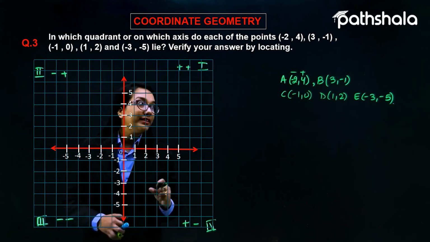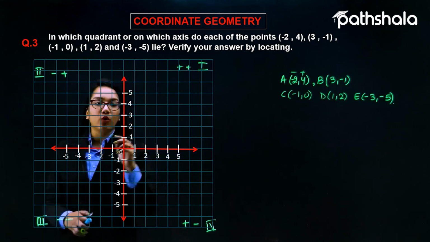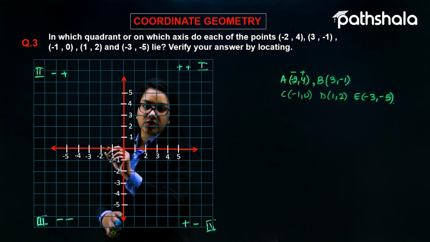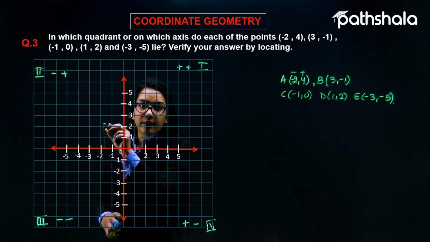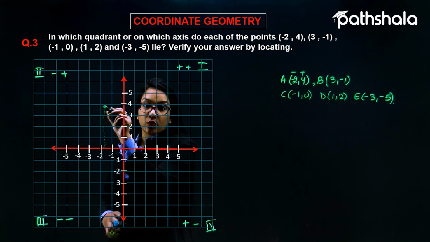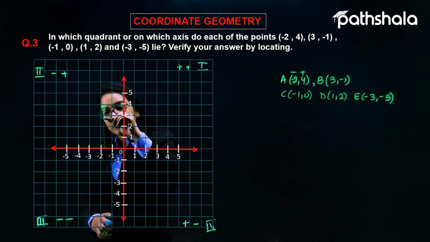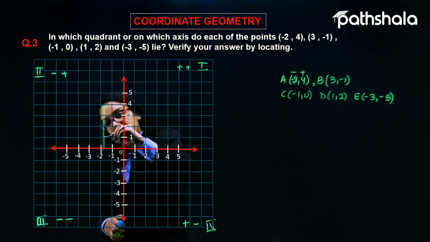So let's locate it over here. We have -2 and 4. So -2 is nothing but this point. Let's draw a perpendicular from -2. We have to go till 4, so this is my 4. Let us suppose I'm joining it again. So this is nothing but my perpendicular distance.